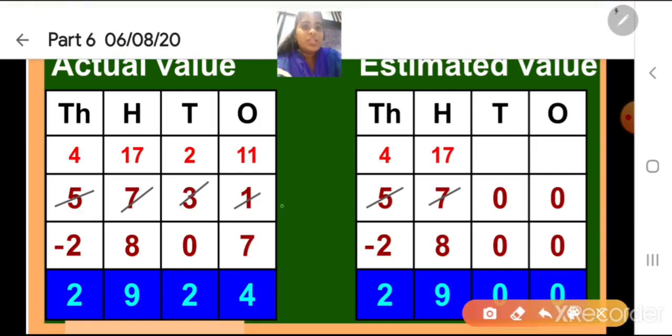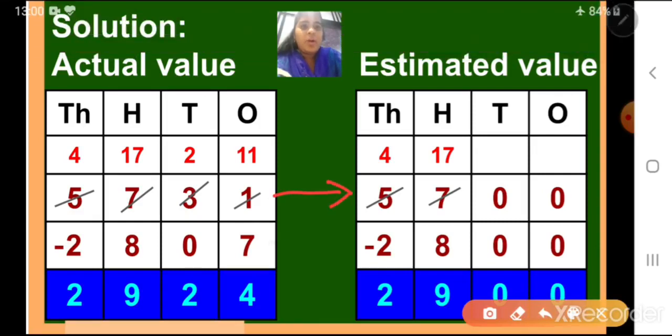After finding the actual value, you have to find the estimated value. For that, first we have to round off the numbers. 5731 rounded off to nearest 100 is 5700, and 2807 rounded off to nearest 100 is 2800. So children, after subtracting, we will get the estimated value as 2900. Here you can see the actual value is 2924 and the estimated value is 2900.